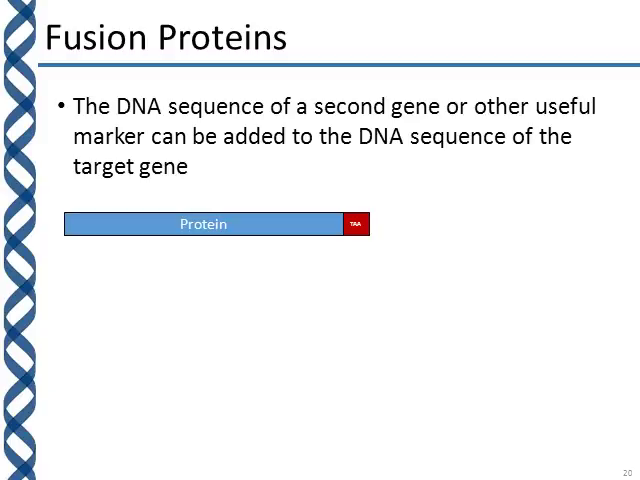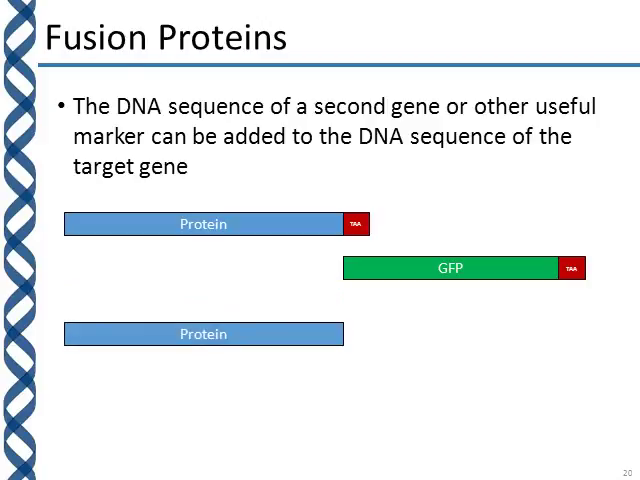Here, the sequence of the second gene or other useful marker is added to the DNA sequence of the target gene. So here you have your protein of interest with this red tag attached to the end, such as a GFP, which is a green fluorescent protein. So when this is translated, what you end up with is your protein of interest with the GFP as a single molecule.